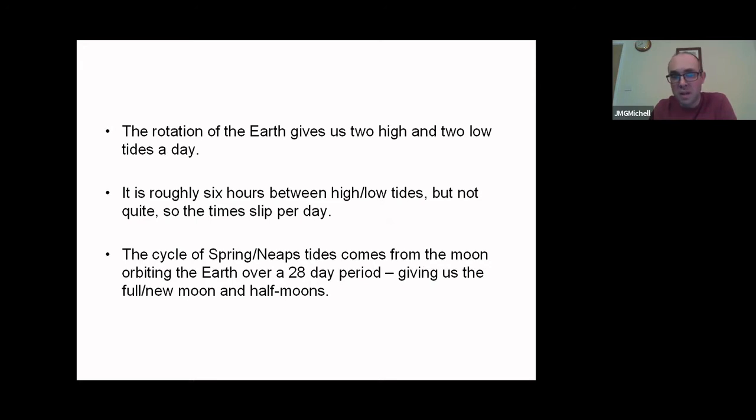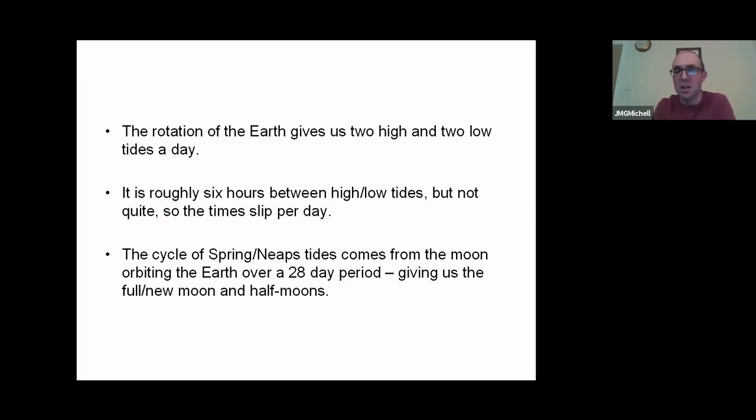So there's roughly 6 hours between your high water and low water. Now, I say roughly because it's not quite. So actually you'll find that the time of high and low water changes.